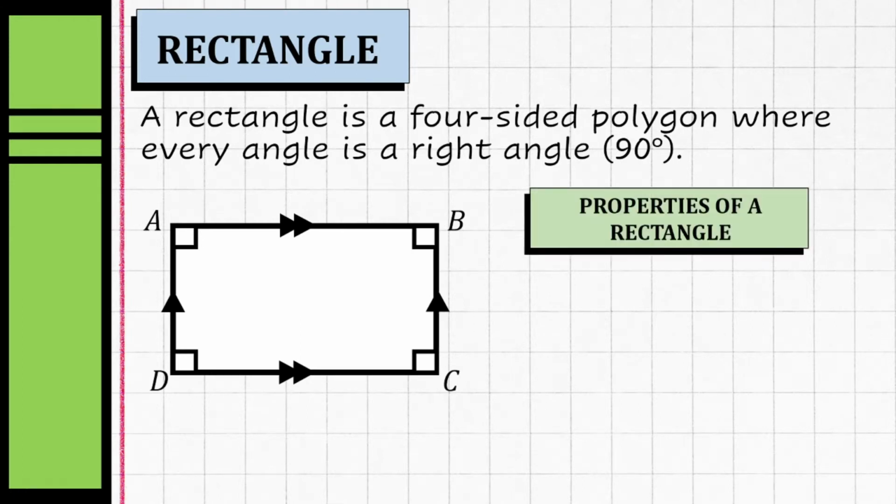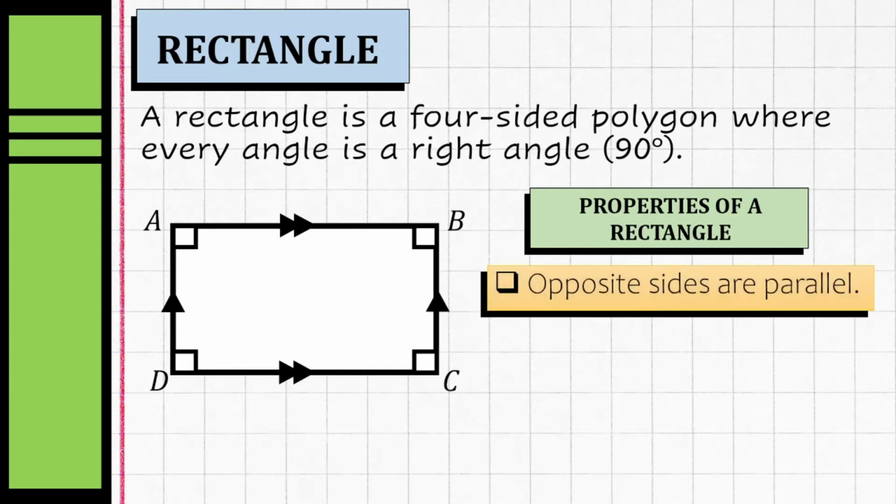Okay, let's talk about the properties of a rectangle. First property is that opposite sides are parallel. Therefore, we can also say that a rectangle is a parallelogram. So, side AD is parallel to side BC, side AB is parallel to side DC.